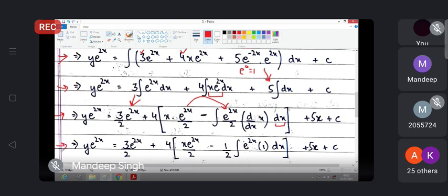Then y into e raised to the power 2x is equal to 3 by 2 into e raised to the power 2x plus 4 into x into e raised to the power 2x over 2 minus 1 over 2 is taken outside. ये पहले ही इंटेग्रल का निकल के आ गया था. 1 over 2 is taken outside. Integral of e raised to the power 2x into 1 dx. dx over dx 1 हो गया. हमें इंटेग्रल निकालना सिर्फ e raised to the power 2x का. इंटीग्रेशन बाय पार्ट्स का ध्यान रखना, बीच में माइनस आता है.